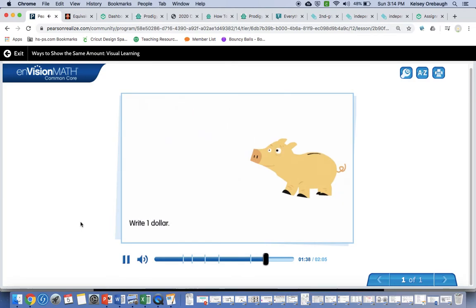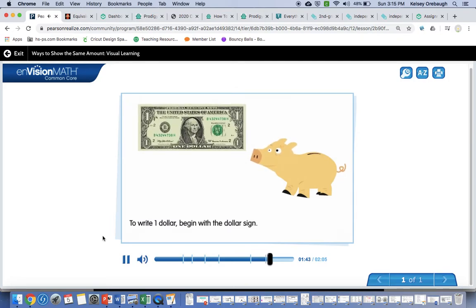Write $1. I don't have a way to show you here, but they will show you in just a moment. A dollar looks different than the cent symbol. To write $1, begin with the dollar sign. You write a decimal point to separate the dollar from the cents. This says $1. Notice that when you are writing in dollars, your dollar symbol comes first.